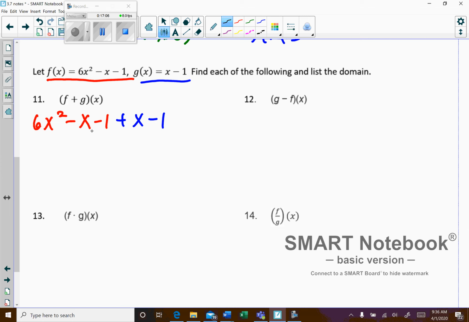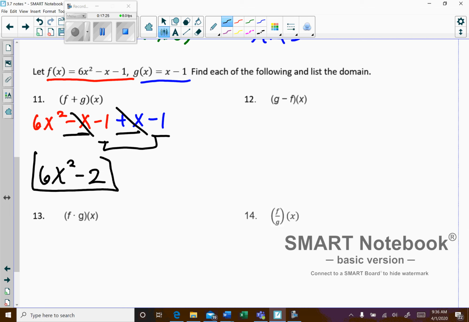Well, this is kind of interesting. So let's see, our x's will actually cancel out. We have a minus x and a plus x, so those will cancel out. Then we have minus 1, so we can combine those. And then we don't want to forget about the 6x squared. So this will become 6x squared minus 2, and that's it. And then once again, the domain is going to be from negative to positive infinity.